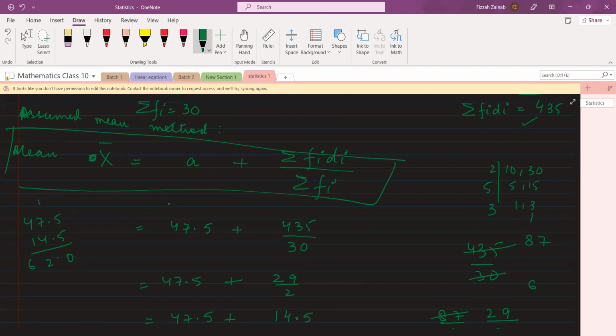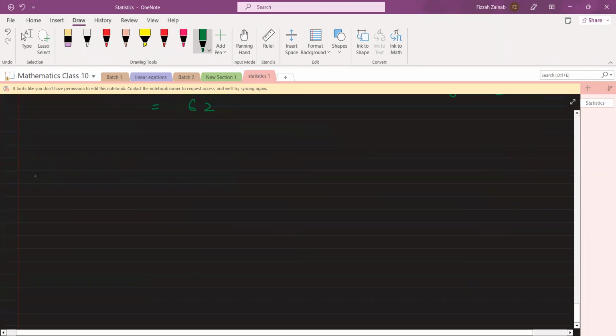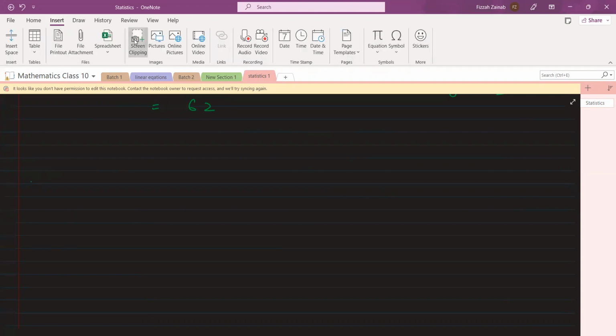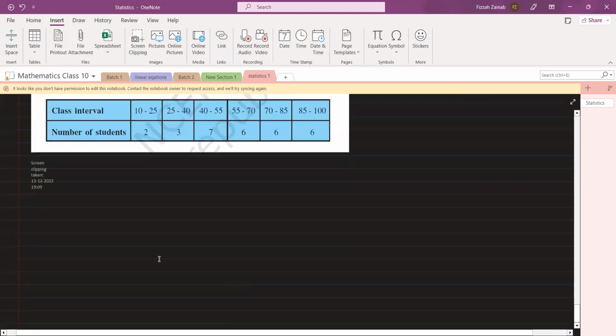Now let us use the same data and find the mean from the step deviation method. All the columns will be the same as the ones we have already done. Then one additional column is going to be there. That's it.